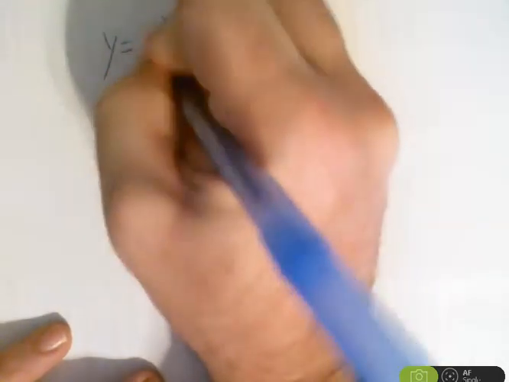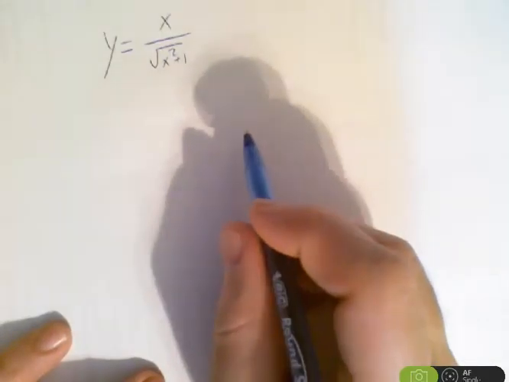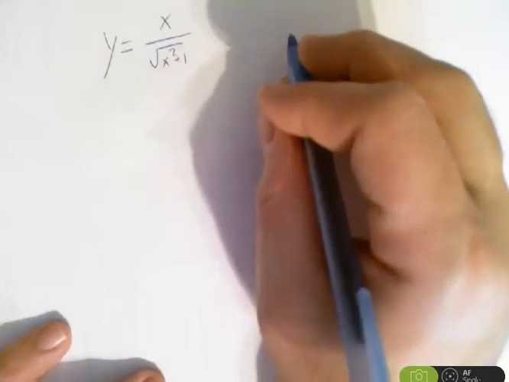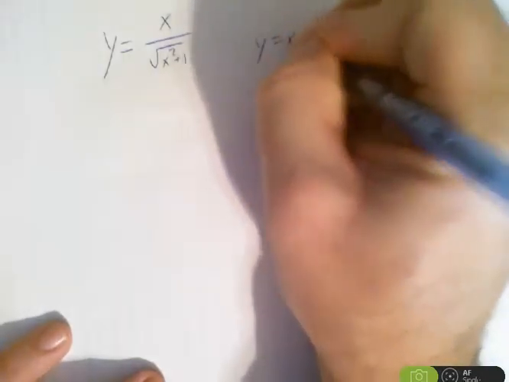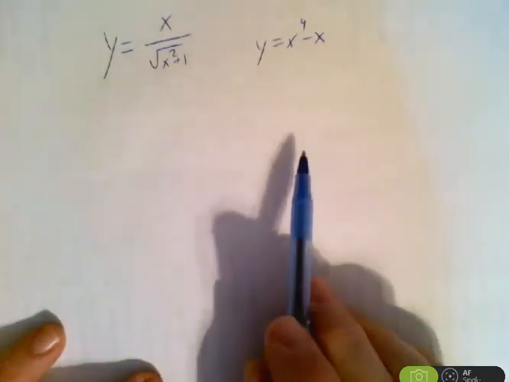Hey again, guys. Here is another example of area between curves, but this time it's one where we're not going to be able to do it by hand, okay? So suppose we have a couple of curves, something a little more complicated. How about x over the square root of x squared plus 1, and how about x to the fourth minus x?